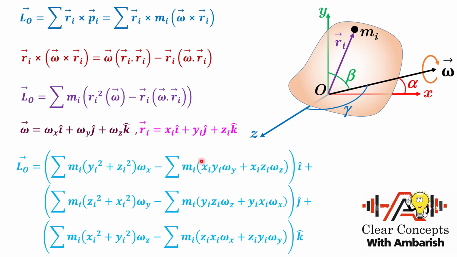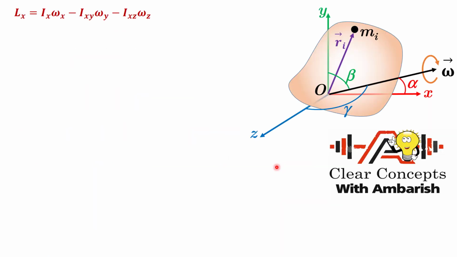So I'm going to write it in the simplified notation in terms of moments of inertia and products of inertia. So what do you get? You get this: the x component of angular momentum is Ix omega x minus Ixy omega y minus Ixz omega z. Similarly, for Ly we get an expression like this, and for Lz we get an expression like this.